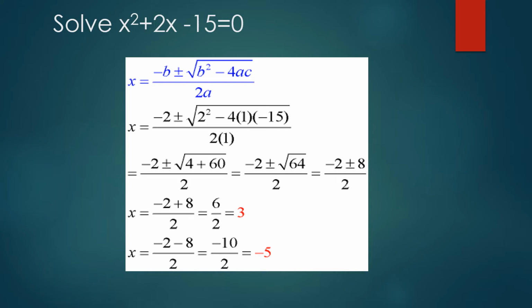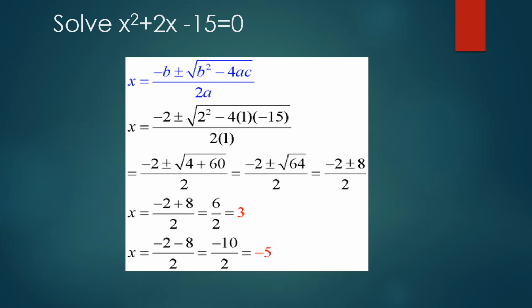We just write the formula and substitute the values of a, b and c in the particular formula. So the formula is x is equal to minus b plus or minus root of b square minus 4ac divided by 2a. And by substituting the values of a, b and c, the formula will become x is equal to minus 2 plus or minus root 2 square minus 4 into 1 into minus 15 divided by 2 into 1.